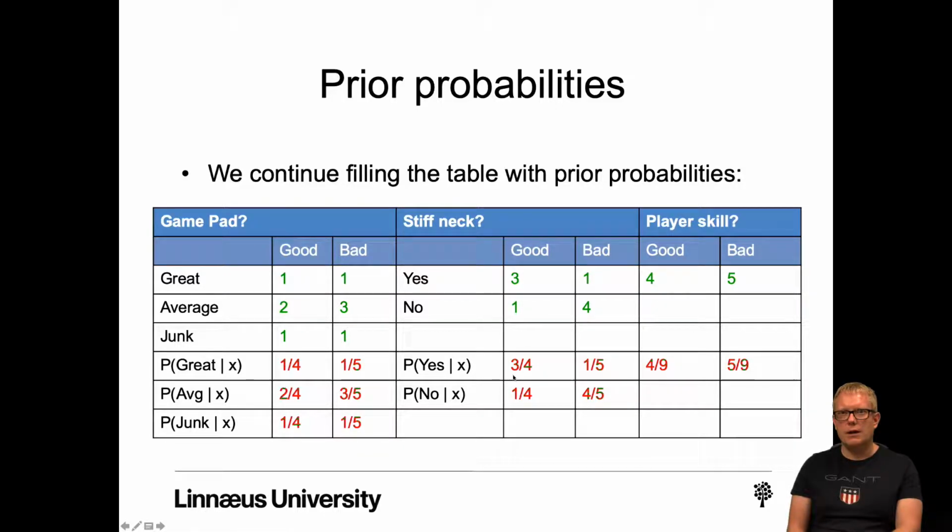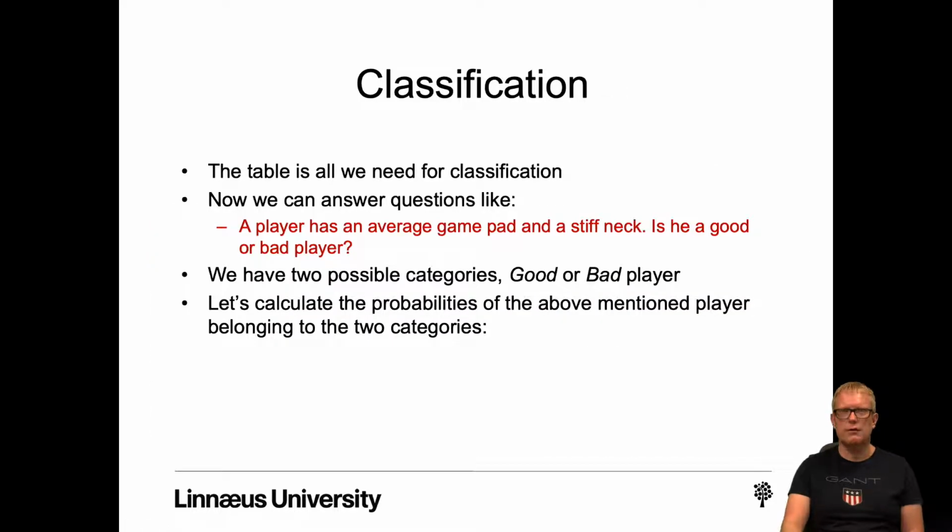Stiffneck 3 times occurs for good players, 3 divided by 4, since we have 4 examples of good players, and once for bad players, 1 divided by 5, since we have 5 examples of bad players. And the distribution is 4 divided by 9, 4 examples in total of 9 examples for good players and 5 of bad players. And this table with frequencies and probabilities is actually all we need for classification.